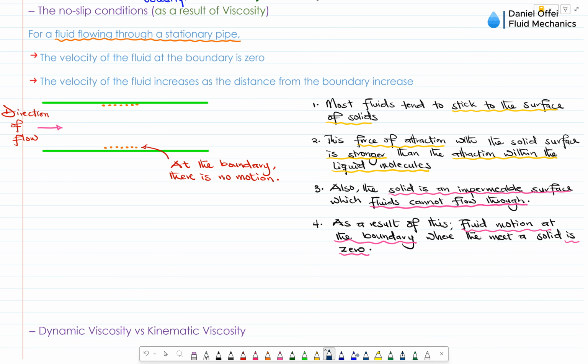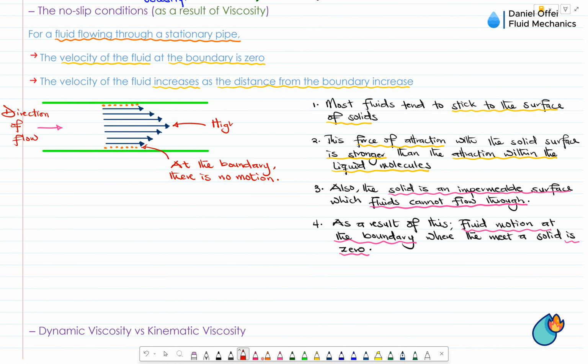Then once we have stated that, we can also say that as we leave the boundary where there is zero movement, the speed of the fluid particles or the layers begin to increase, so that the highest velocity will be at the center. So at the boundary layer, there is no movement. This is called the no-slip condition.